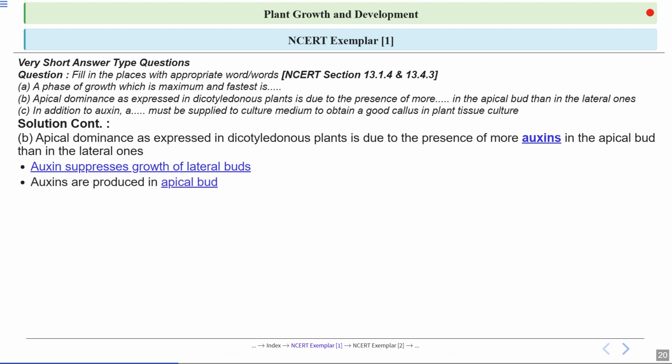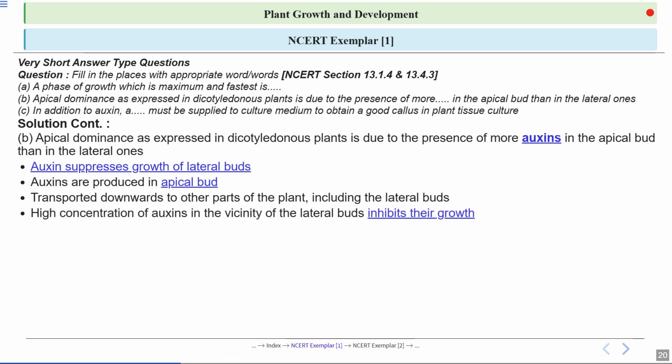So auxin is always produced in the apical bud, right? They are present at the apex. They are transported downward to the other parts of the plant, right? Including the lateral buds. So a high concentration of auxin is present in the apical bud, but it is present in a very small amount in the lateral buds, and in fact, due to the higher concentration of auxin in the apical bud, the lateral buds show less growth or their growth is inhibited.